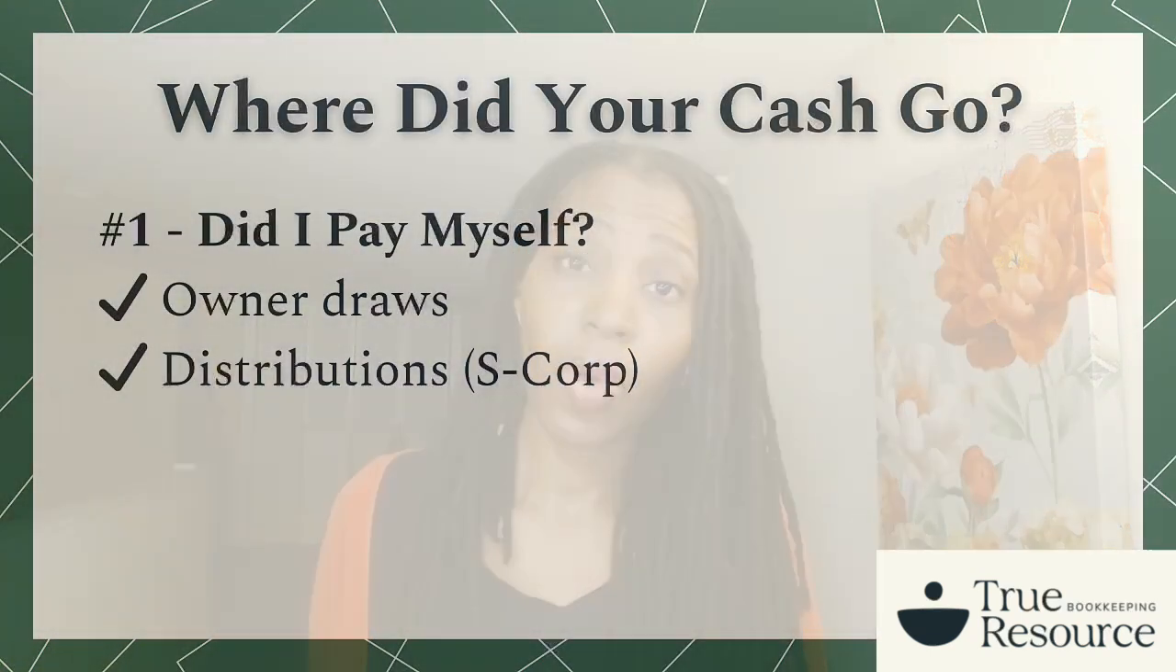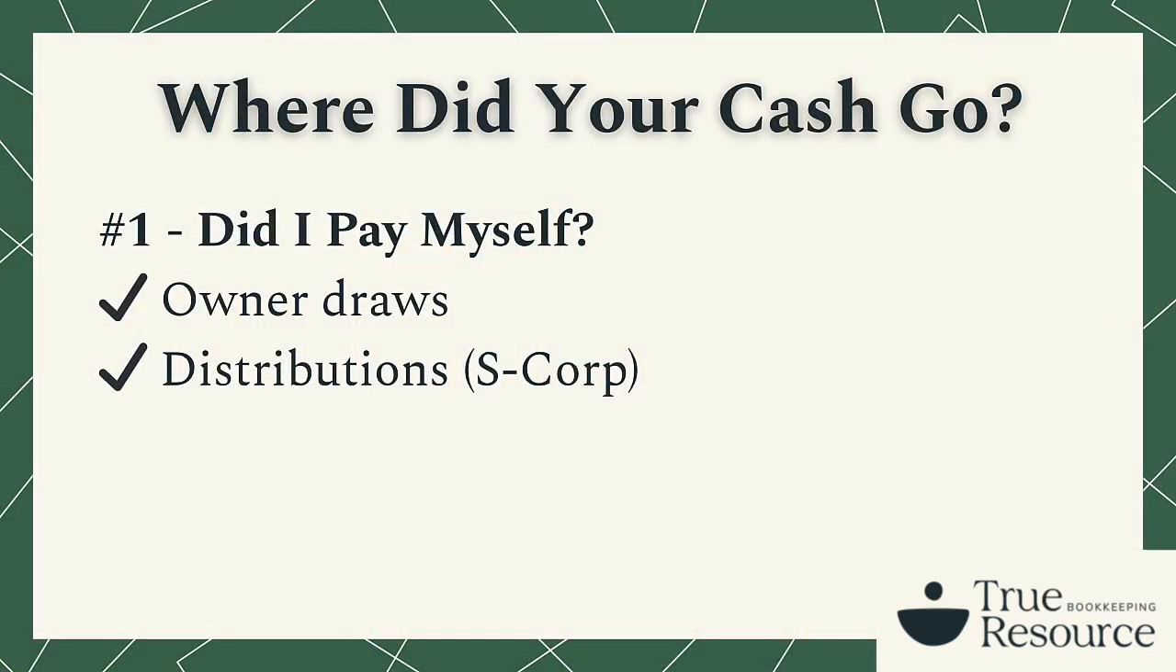So first, ask, did I pay myself? As I mentioned in a prior video, there are 2 ways that you could pay yourself from your business that would not show up on the expense side. And that is either with an owner's draw or a distribution. So look, did you take money out of the business as an owner's draw, or did you have distributions? That is one example of where your cash could have gone.